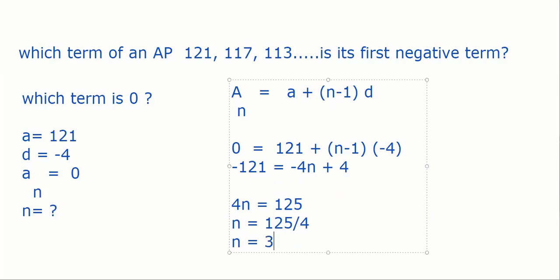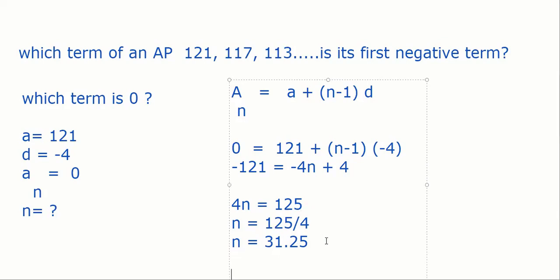How much is this? 4 3s are 12, 4 1s are 4, 5 4s are 20. So N is 31.25. Can N be a fraction, or a decimal, or negative? No, right? N cannot be negative, N cannot be a fraction or a decimal, and N cannot be 0 also. It must be a natural number. What does it mean? The 31.25th term is 0.